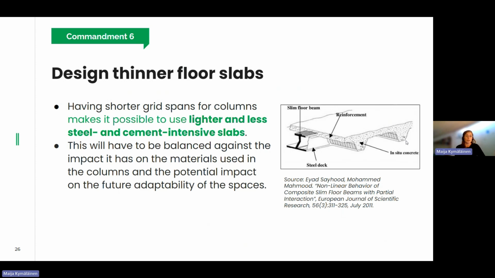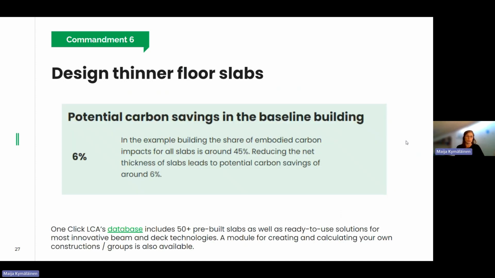Having shorter grid spans for columns makes it possible also to use lighter and less steel and cement intensive slabs. And this, of course, has to be balanced against the impact it has on the materials used in the columns, and also the potential impact in the future adaptability of the spaces. So do bear in mind that some types of slab systems have higher impacts, and then of course care should be paid to the overall design here as well. So in all of these cases, of course, a combination of all these different measures, and then you have to look into it as one entity. But in our case, we managed to have 6% reduction in the carbon footprint by considering the slab design.